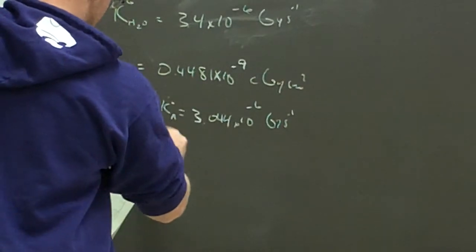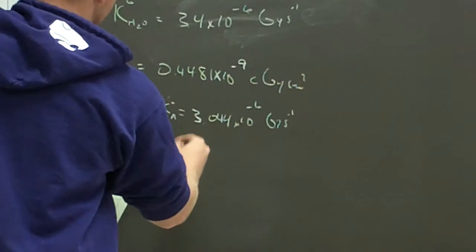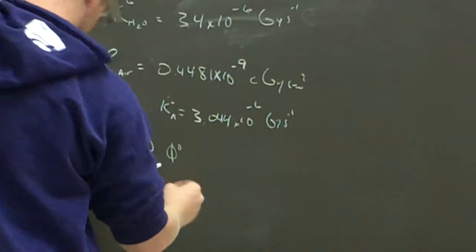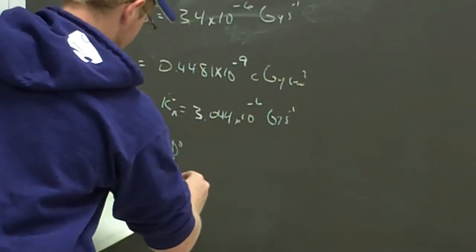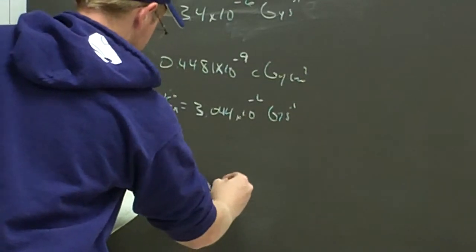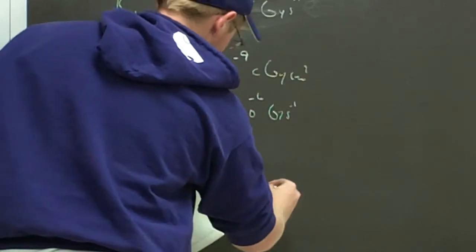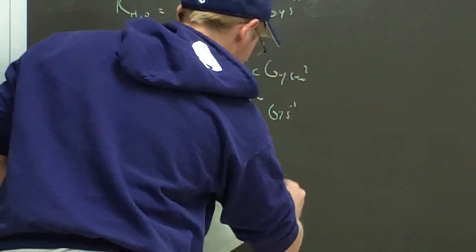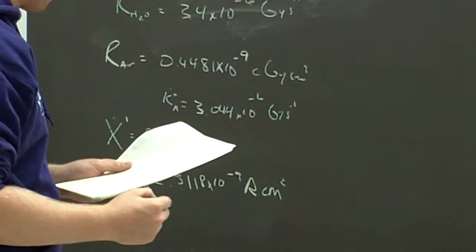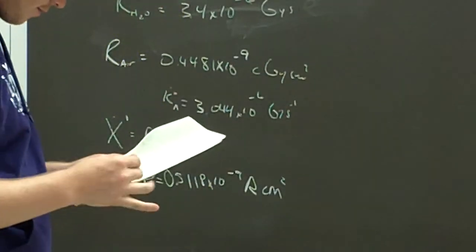Exposure rate times R, rate exposure times flux. R is just 0.5, 1.18 times 10 negative 9 R centimeters squared. 0.5, yeah. That's how shield utility does it.